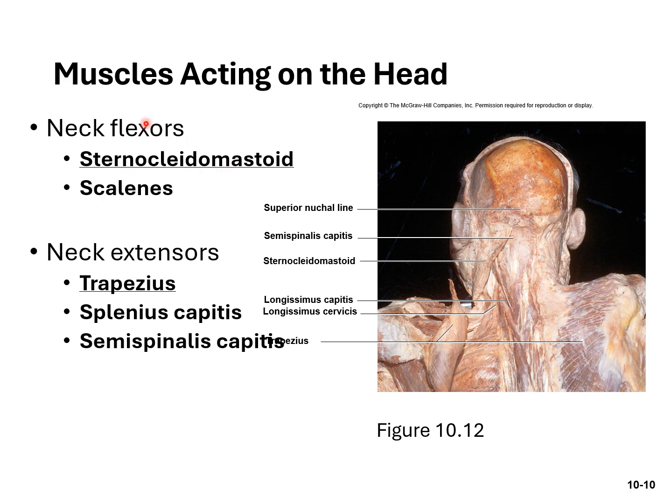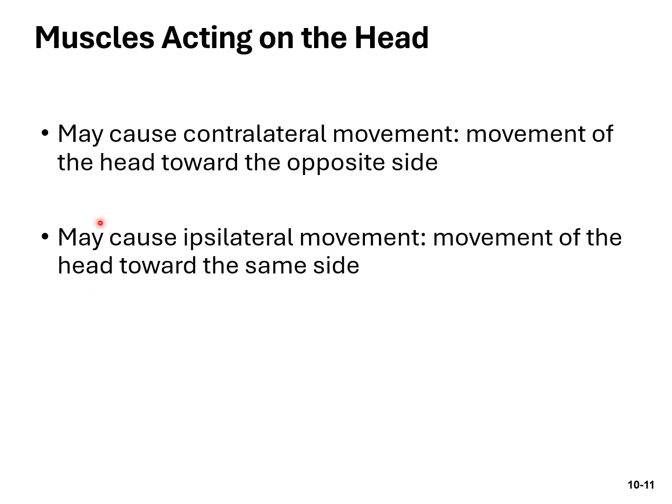Sternocleidomastoid again is going to flex the neck. The scalenes also flex the neck. You also have extenders called the trapezius. The trapezius is going to be a neck and back muscle, and it's neck and back because it starts up here, goes all the way here, and then goes all the way down to T12. That's the trapezius. We'll look at it again when we look at the back. Some may cause contralateral movement, and that's just movement of the head towards the opposite side, moving it to the left or moving it to the right. And you can have ipsilateral movement, which is moving the head to the same side.